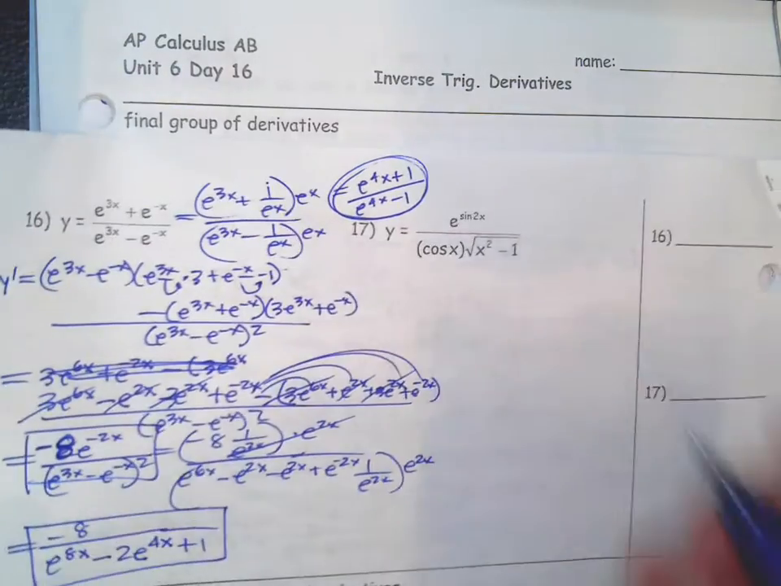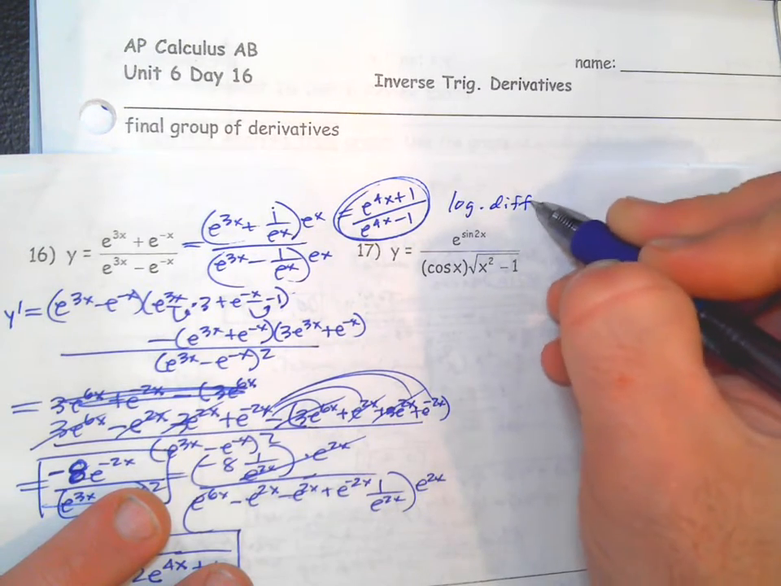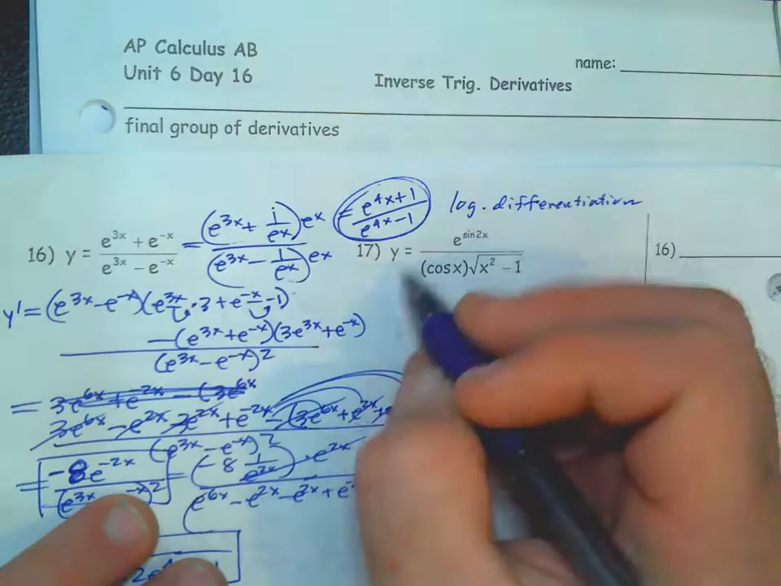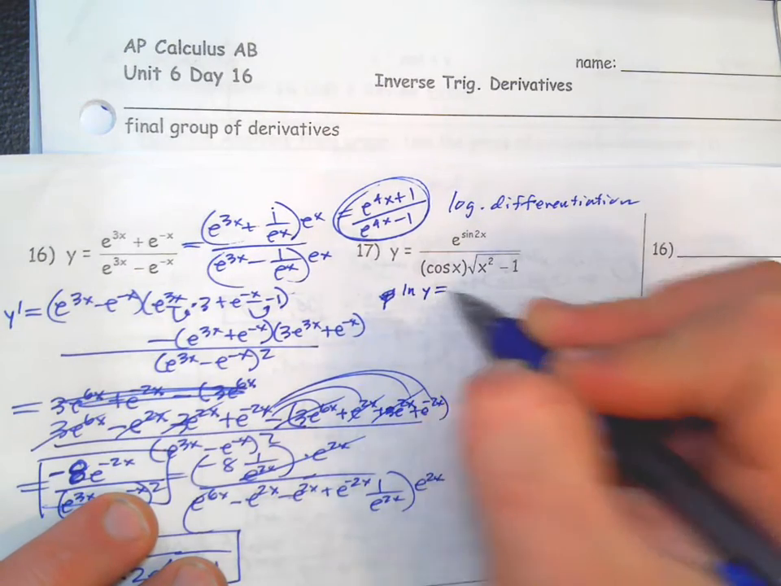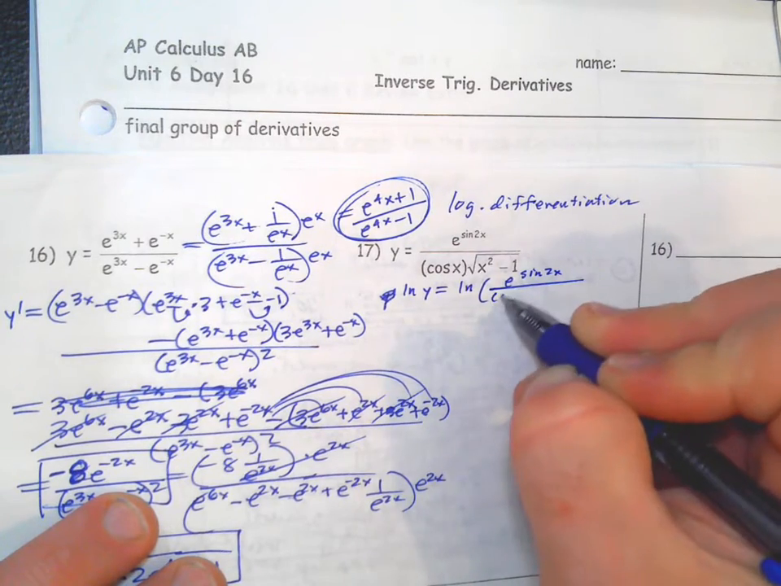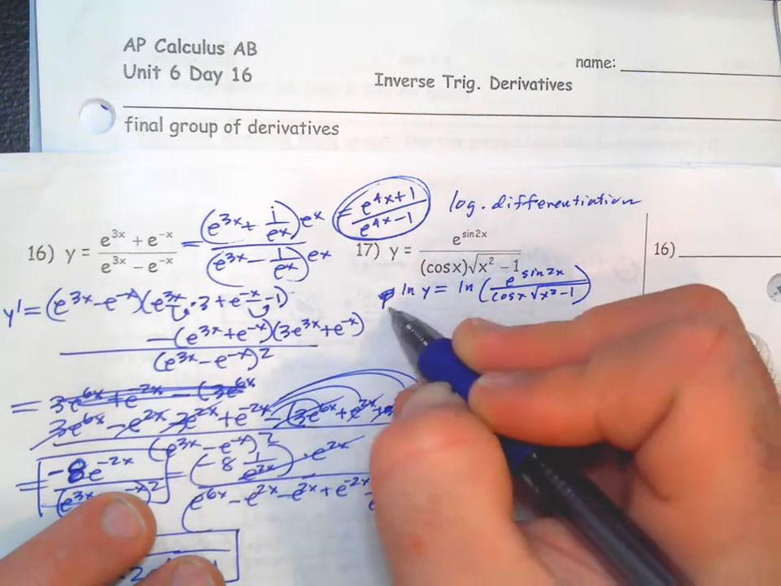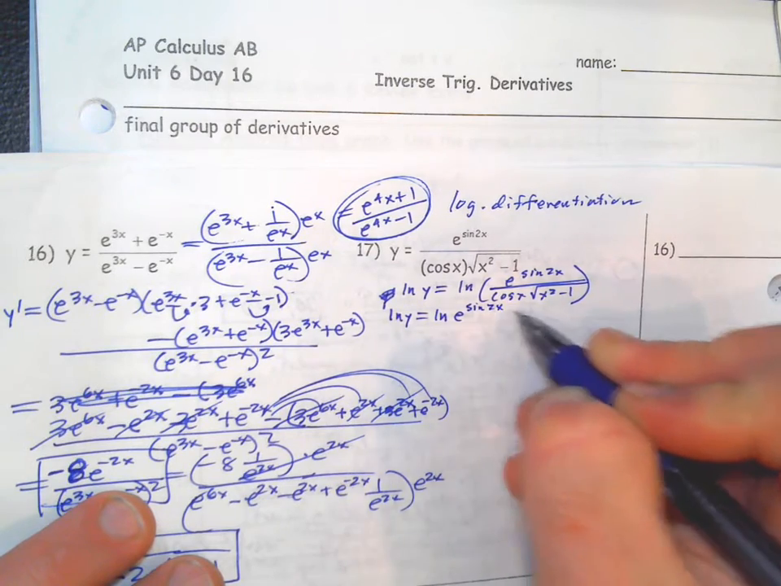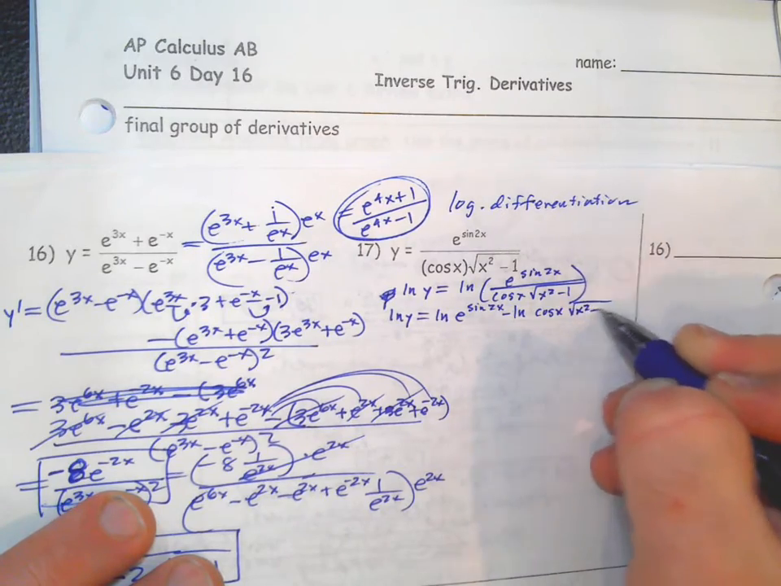It's a lot cleaner. This one right here, I would use log differentiation. That's where we say, well, let's take the natural log of both sides, and use log rules to break it up, because it's going to make it a lot nicer. This is going to be natural log of e to the sine 2x minus natural log of cosine x times the square root of x squared minus 1.